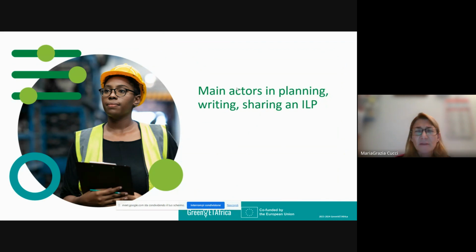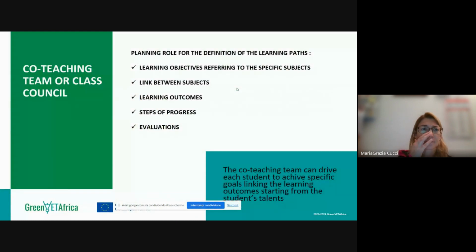As we stated for the individualized didactical plan, we have some actors that can plan, write, and share the individualized learning path. The first very important protagonist is the co-teaching team or class council.